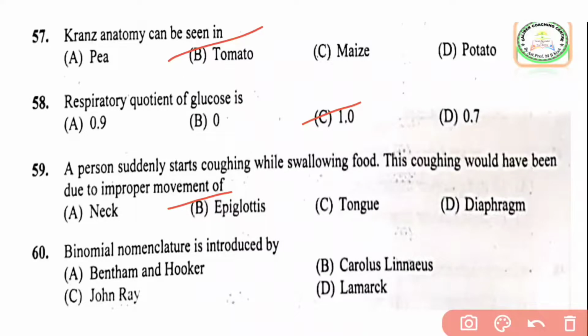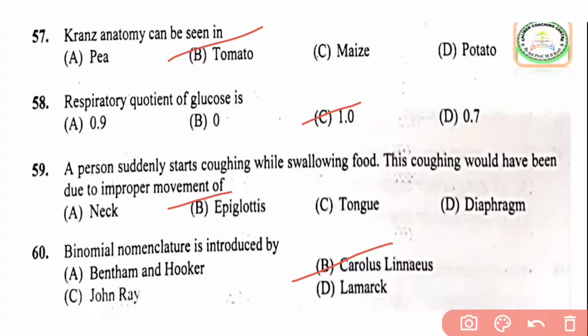Binomial nomenclature is introduced by Carolus Linnaeus. Yes, it is there in the first PU, page number 6. If you want to check, you can go for it. Binomial nomenclature is introduced by Carolus Linnaeus. So this is regarding today's question paper.